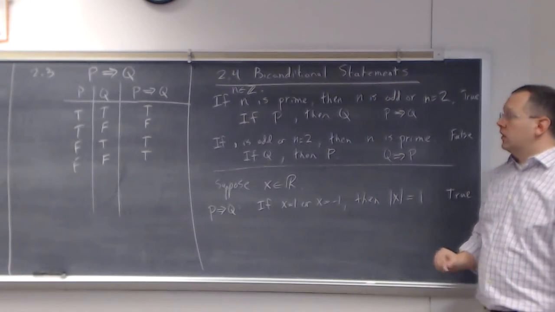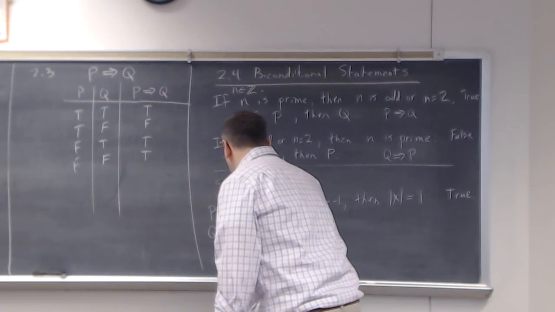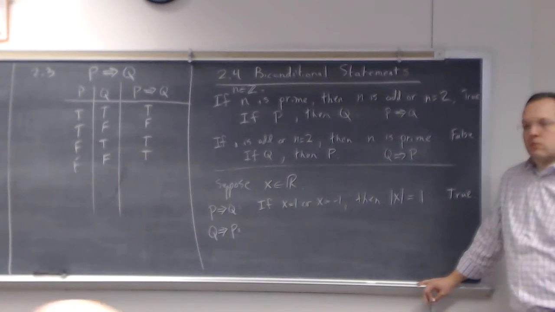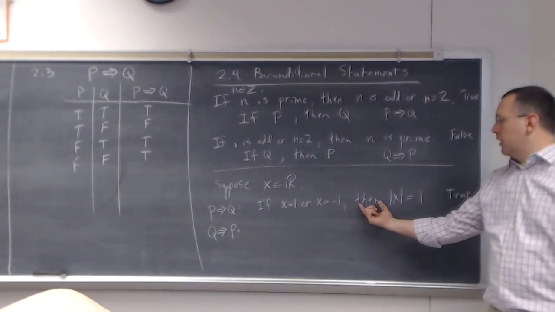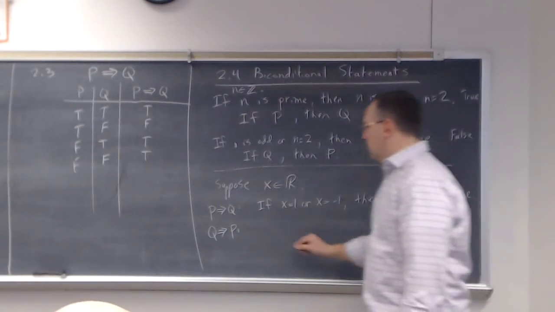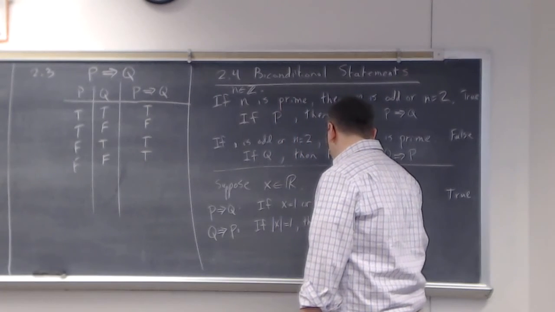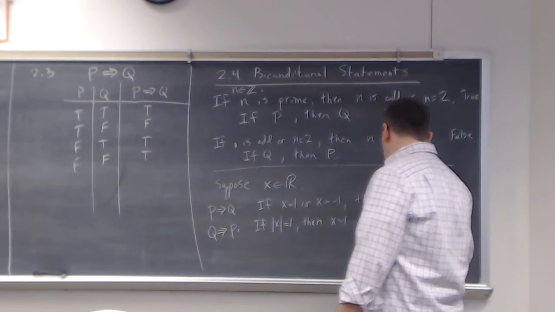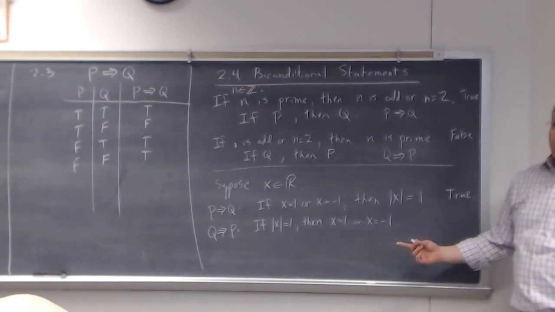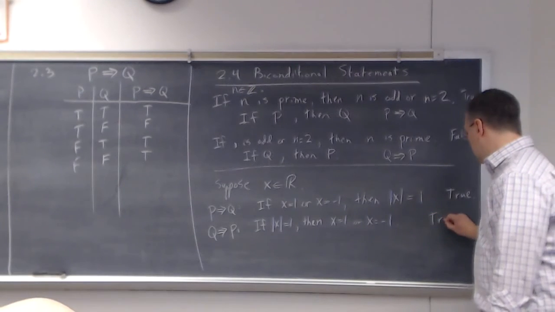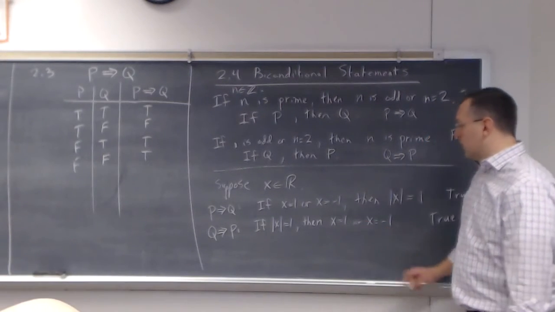Let's look at the statement Q implies P. So how would you say Q implies P? If the absolute value of x equals 1, then x is equal to 1 or x is equal to -1. You just have to change the word then to if and switch over. So remember, I specified x is a real number. Do you agree this is true? And if I tell you that a real number's absolute value is 1, I must be talking about only one of two numbers, 1 or -1.